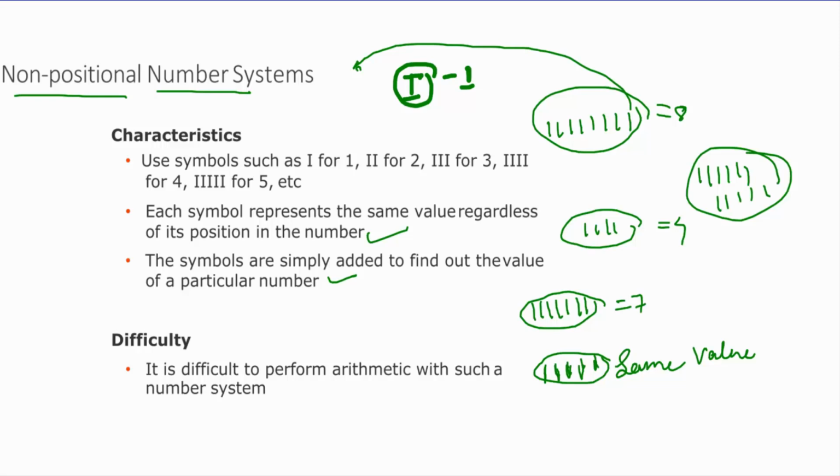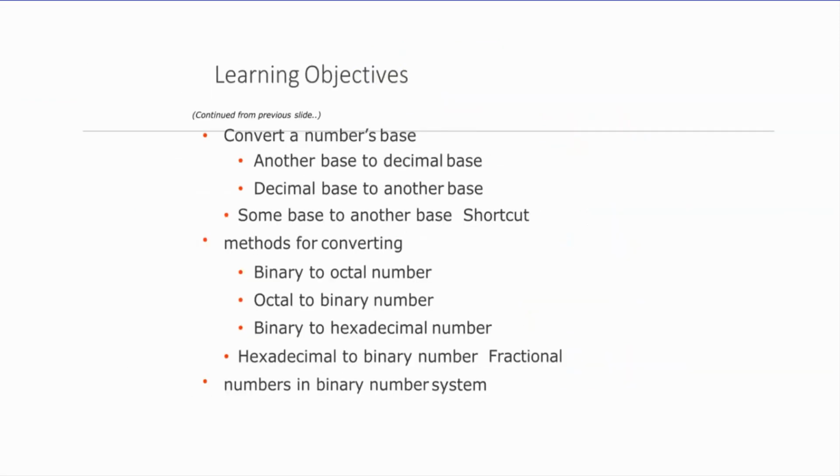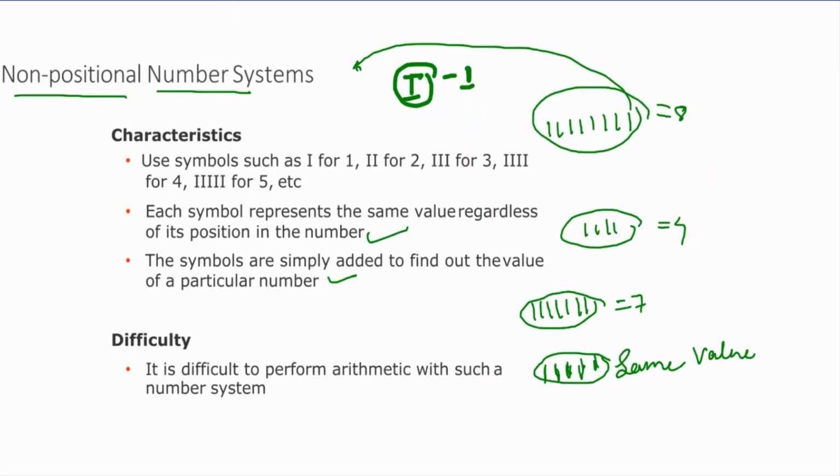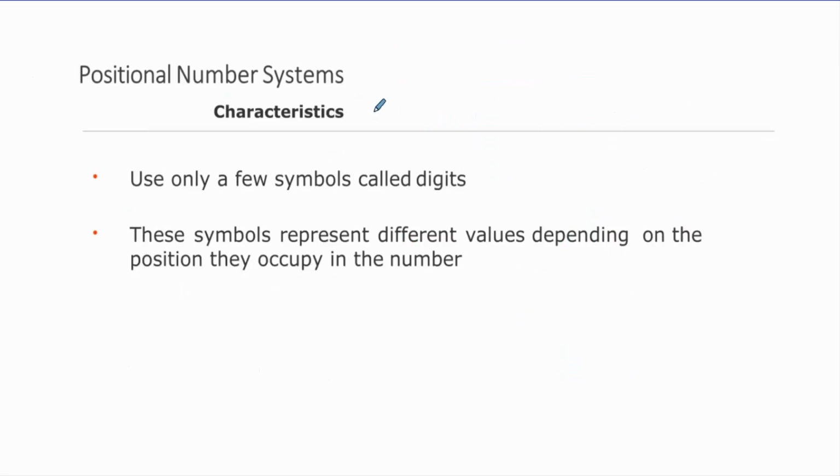So let me introduce what a positional number system is. Here you can see, in positional number systems we use only a few symbols, and those symbols are called digits. These symbols represent different values depending on the position they occupy in the number. What does it mean?